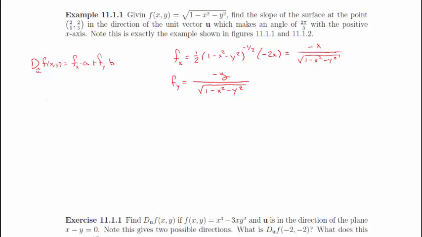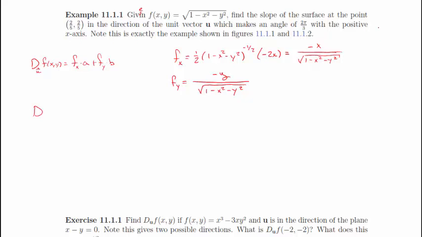So then, if we want to find the directional derivative, oh, we've got some extra work here, so let's read the problem. Example 11.1.1, given f of x comma y. Sorry, that was going to bug me. So given f of x comma y equals the square root of 1 minus x squared minus y squared, find the slope of the surface at the point 2/5, 2/5 in the direction of the unit vector u, which makes an angle of 2 pi over 3 with the positive x-axis.